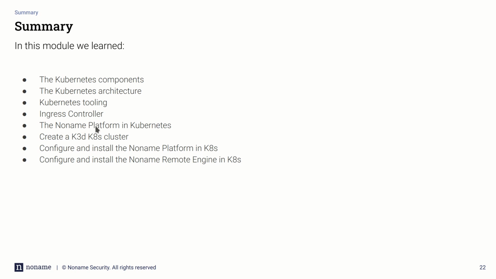We talked a little bit about how Helm charts are organized, the different values that we need to override, and so on. And then we created a K3D Kubernetes cluster. We did this once for the no-name platform. We did it twice for the remote engine. And then we configured and installed the no-name platform in Kubernetes. We had to do a few things like managing the Kubernetes Helm charts, right? We moved them in a proper location.